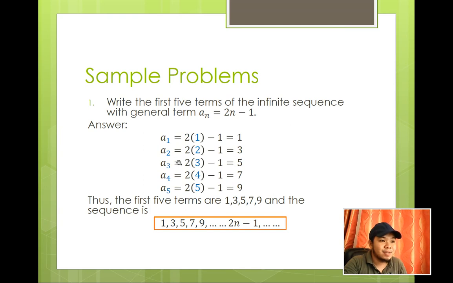a squared. So, kung anong value ng n dito, yun din yung value sa kabila. So, a squared is equal to 2. Substitute natin yung same value, 2. 2 times 2, 4. Minus 1 equals to 3.